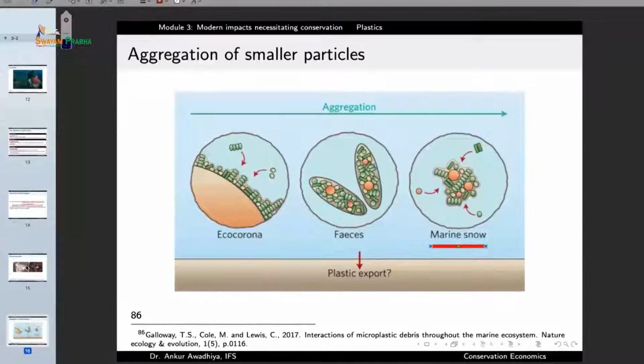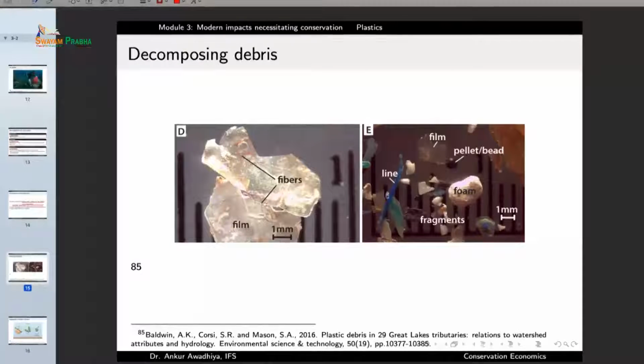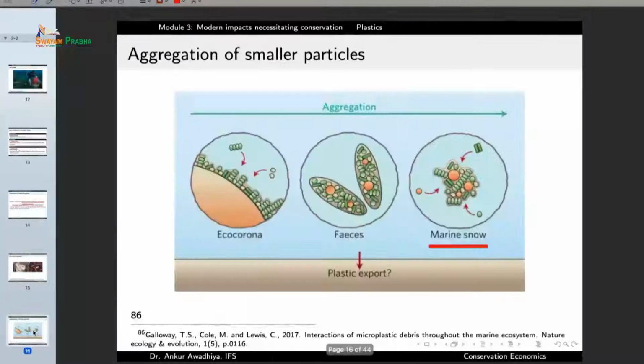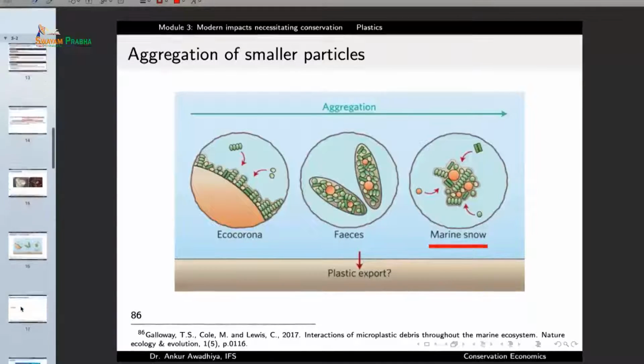Now, it is also possible that these smaller particles get eaten up by certain organisms and are ejected out in the form of feces. And all these processes, the formation of the ecocorona, the formation of feces, or the formation of marine snow, all make it possible for these smaller fragments to start going down to the ocean bottom.